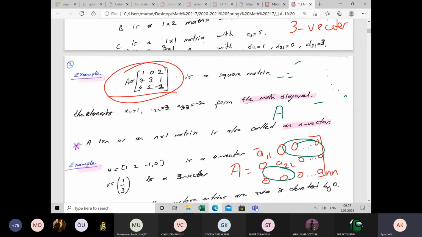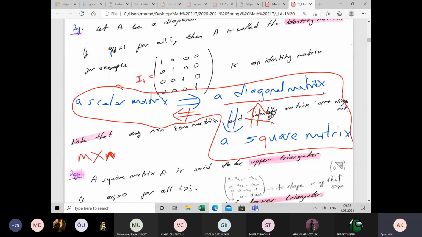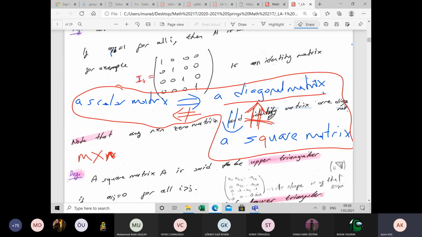Square but not diagonal. So this statement is not true. It's okay? So, write this one. Take any statement and determine whether the following statement is true or not. If false, give a counter example. It's okay? But if true, prove that. It's okay?